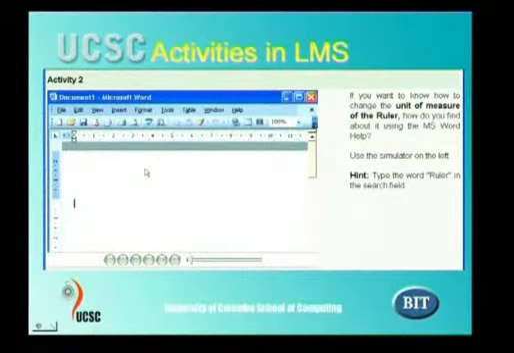This is one exercise that they can find online. This is a simulator, and the instructions are given on the right hand side. By using the instructions, they can work on the simulator. Then the simulator will give the feedback.